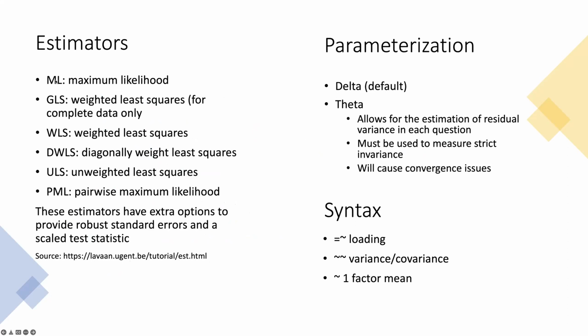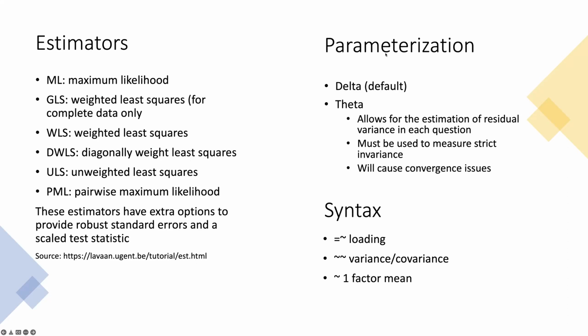So there's maximum likelihood for the continuous variables, but there's also all these different ones that you can use depending on the nature of the questionnaire. So the one that I use is actually more or less like this, except the estimator itself has robust standard errors and a scaled test statistic. And because my questions are categorical, the best option was to use diagonally weighted least squares.